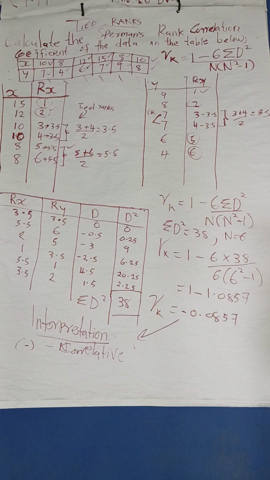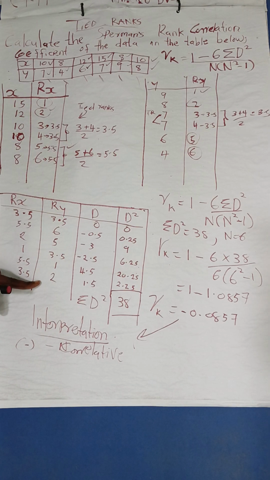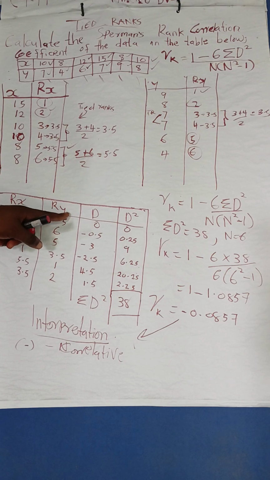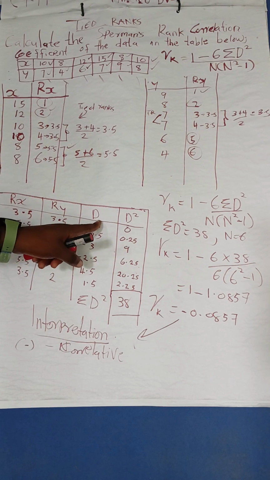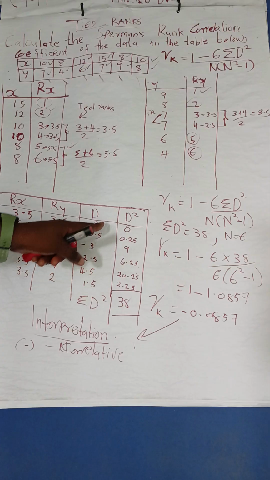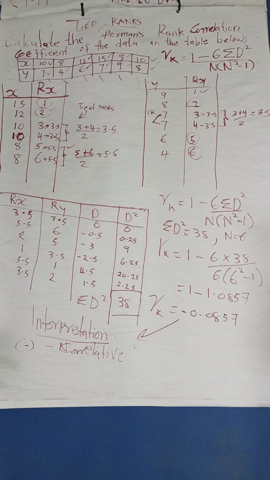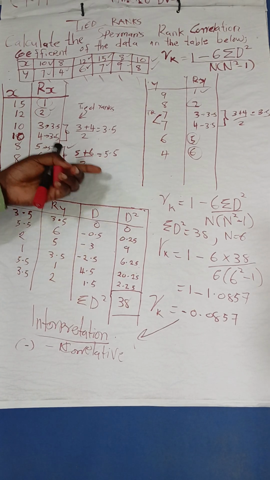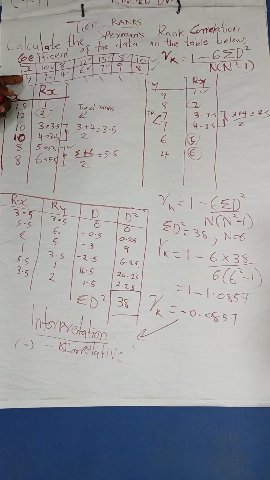Good. So let me emphasize something here. The examiner might change the question. It can come when he has already calculated the ranks for you, so you don't have to go and rank them again. When you see Rx, Ry, just go direct to get the difference, the D, and get the D squared. Some students, when they have been given Rx, Ry, go ahead and rank them again. No. We only rank if you have not been ranked.